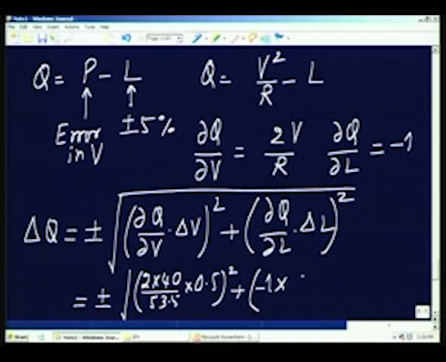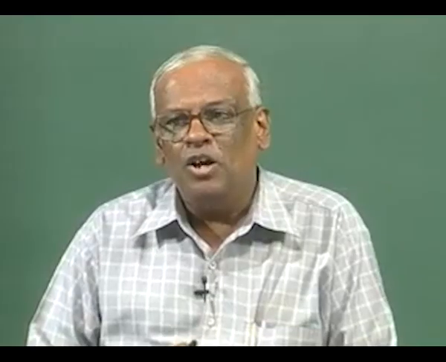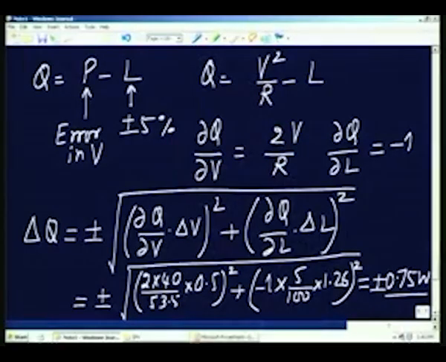That means that we have to put it as 5 by 100 into 1.26, which is the value we identified earlier as the loss. This gives you plus or minus 0.75 watts. There is an uncertainty of the measured value of the heat transfer through the sample of plus or minus 0.75 watts because of the error in the measured voltage as well as the error in the estimated value of the heat loss from the system.